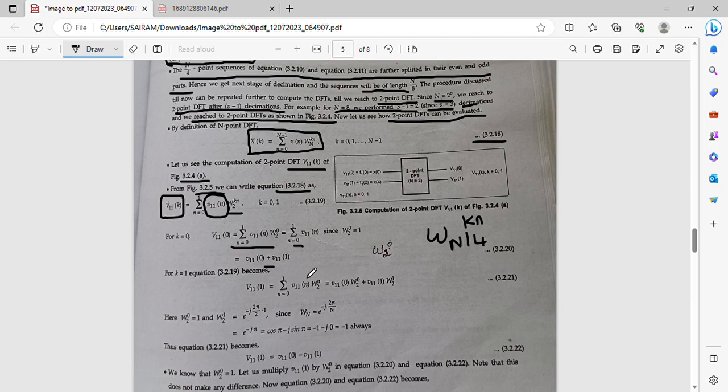And then next, for k is equal to 1, what are you going to get as the resultant? For k is equal to 1, what you are going to get is this resultant, right?